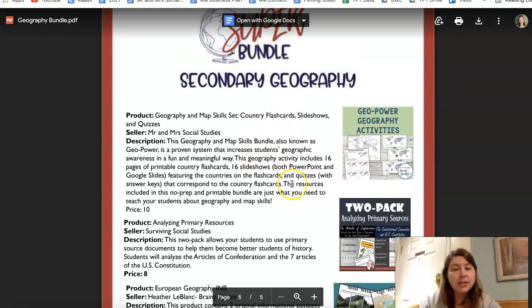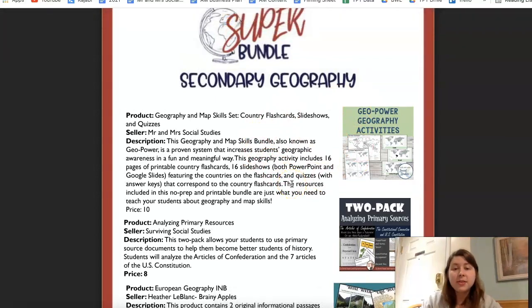Now, our GeoPower activities are worth $10, and GeoPower is something that was one of my best teaching decisions, and Jake, Mr. Social Studies, has also used it with his students. The idea is at the start of the year or throughout the year, this version can go throughout the entire year. It's a simple thing you can do each week. It doesn't have to take up a lot of time, but you help your students build their understanding of locations of different countries with flashcards and review games and quizzes throughout the weeks of the year. And it helps students gain a much better geographic awareness of the world through doing it.